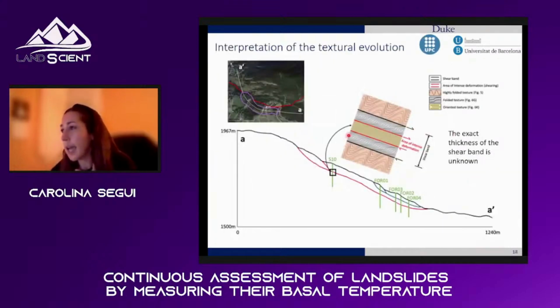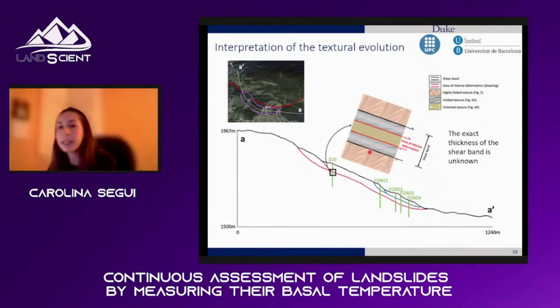So this is a sketch that I did to represent, more or less roughly, the evolution of the fabric from outside the shear band to the center of the shear band, which we call the area of intense deformation, which is, as I said, completely aligned. The mineralogy is completely aligned parallel to the shearing direction. And I also need to say that the exact thickness of the shear band is unknown for this case study.